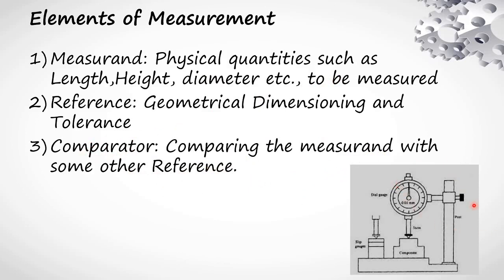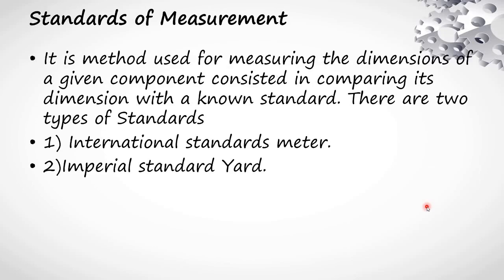For example, in this diagram you can clearly understand that the base we can call a reference, and the measurand is the component to be measured, and this is the comparator or dial indicator, where you are going to measure by comparing with the help of the slip gauges. So this is the major importance of the elements of measurement.